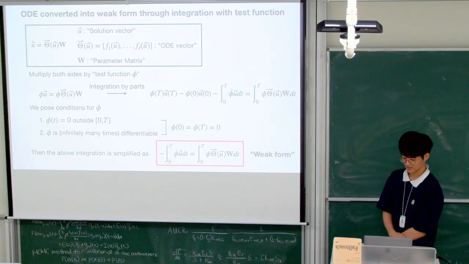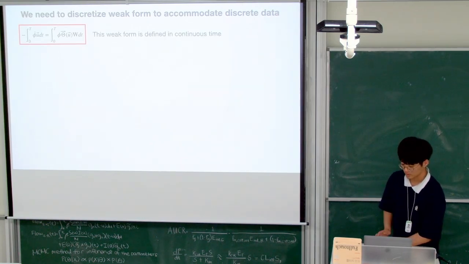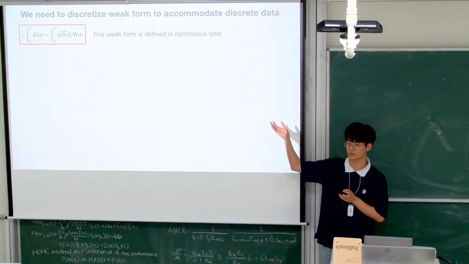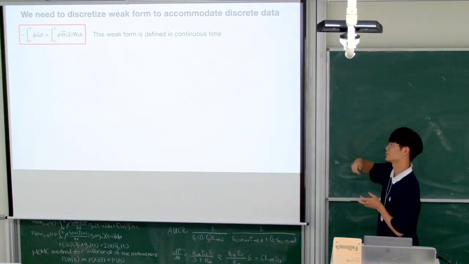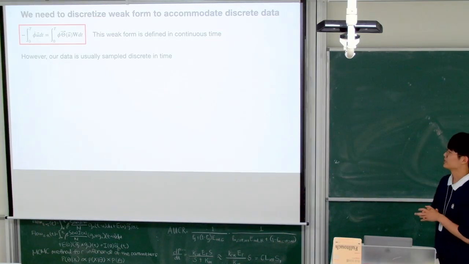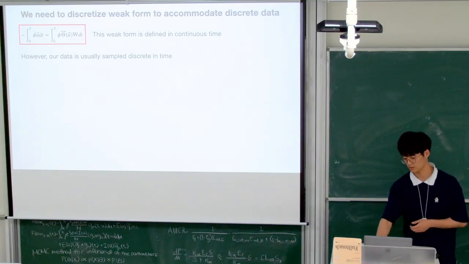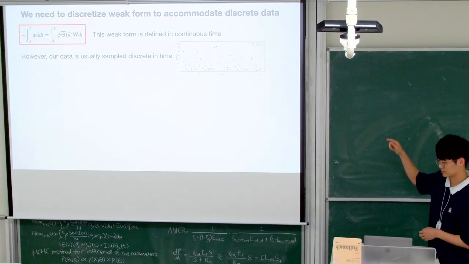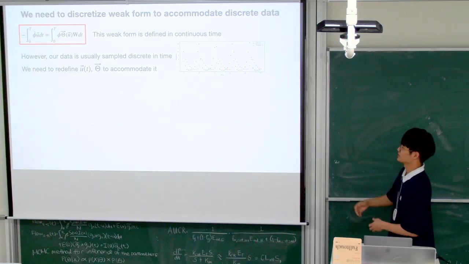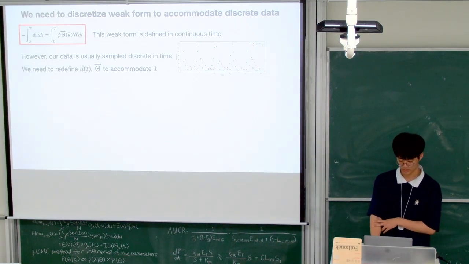Okay, now let's continue. We know that this weak form is defined in continuous time because we continuously integrate in terms of t. But our data is sampled discretely in time. It is uniformly sampled, just like this. They are just points. So we need to redefine the vectors to accommodate this discreteness, and it is just a matter of numerical things.